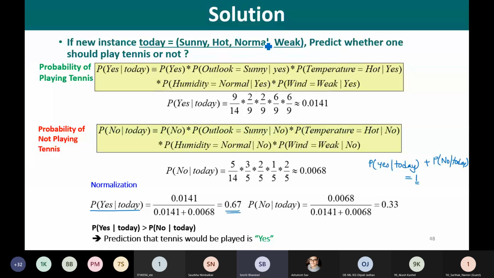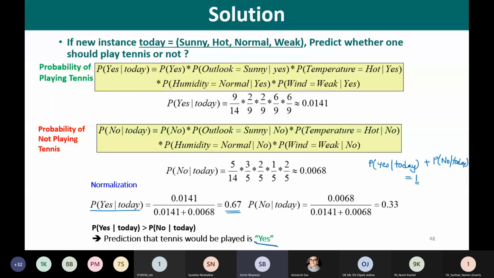So today is this weather condition. We are asked to predict whether one should play tennis or not on this day. So we are going to predict here that tennis should be played today. So the prediction is yes. This is how our problem is solved. I hope you must have understood whatever we have done.